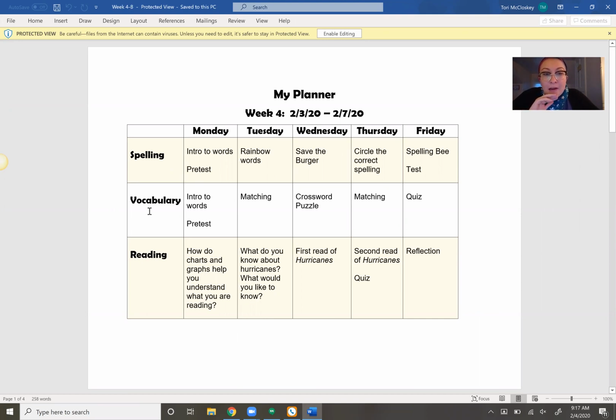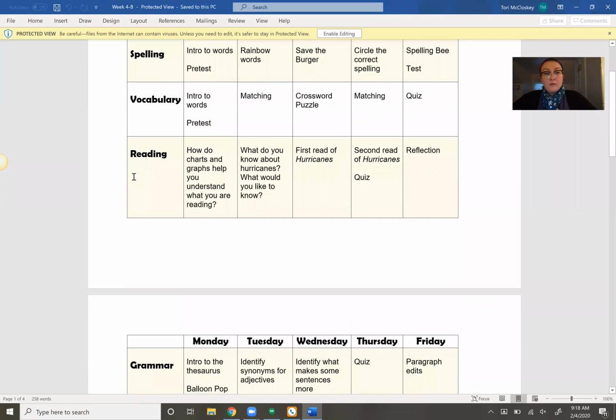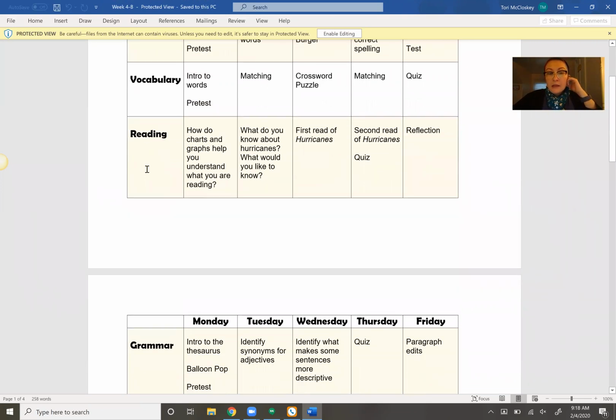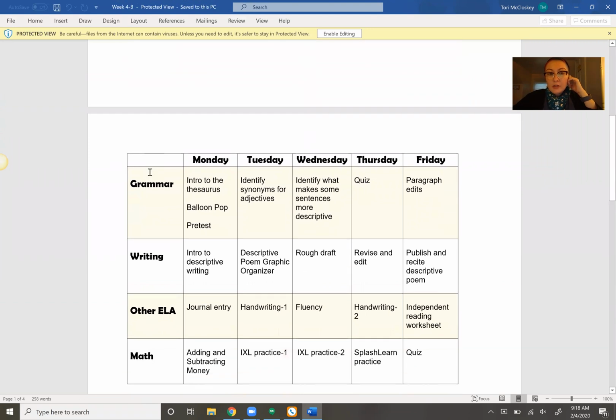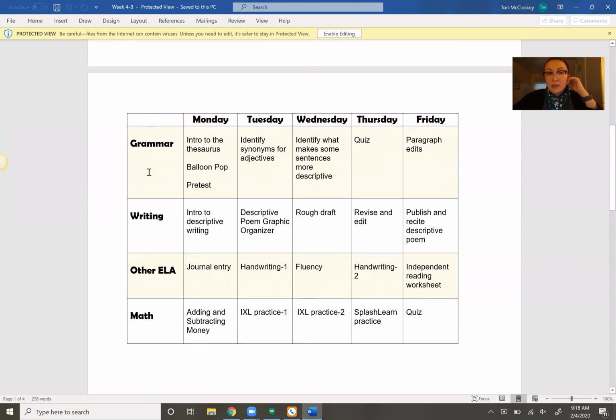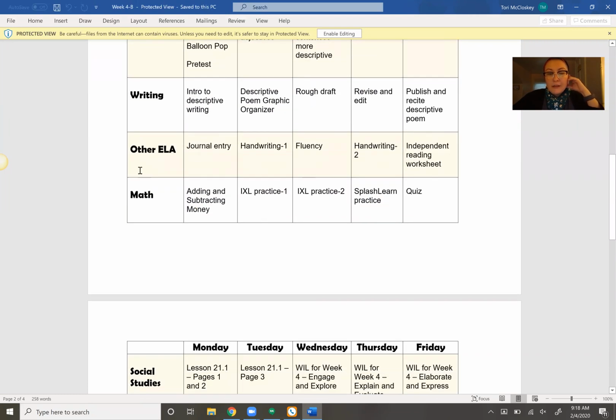For vocabulary, matching, unless you're excused from vocabulary, and you could do the matching, whatever vocabulary review you prefer. Reading, you're going to do what do I know, what would I like to know. Grammar, unless you were excused, identify synonyms for adjectives. Writing, descriptive poem graphic organizer. Other ELA today is handwriting.